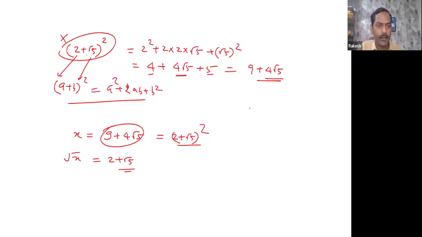So let us see. 9 plus 4 root of 5 under root of this. We can easily assume that this is an irrational number. Under root of it should also be an irrational number, having 2 terms and a plus sign between them. So let us assume that it should be something like this, right? x and y are rational numbers. It should be under root of x plus under root of y.